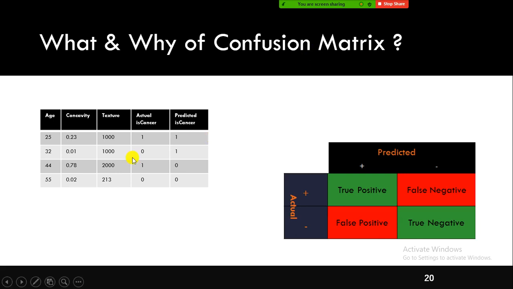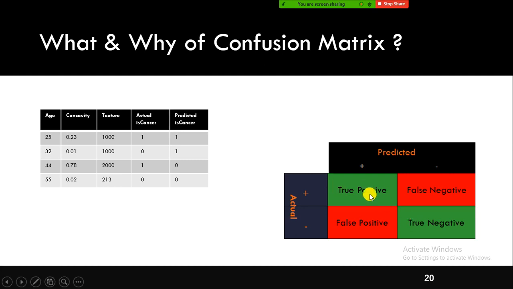Now, in this case we have only four observations. In a real-time scenario, let's say you have 100,000 observations. After you apply the model on these 100,000 observations, for certain people the model correctly predicted that they have cancer, for certain people it correctly predicted they don't have cancer, and for certain people the model did some misclassification. Using the confusion matrix, once you have it, you can interpret in a matter of a few seconds how many true positives, true negatives, false positives, and false negatives there are.